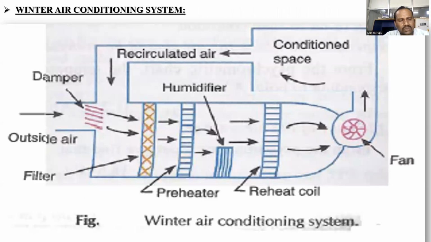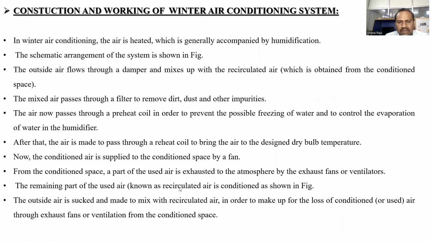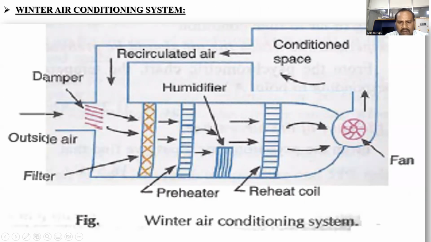Now another system mostly used is called the winter air conditioning system. So look at the diagram. It is more or less similar to the earlier one, that is the summer air conditioning system, but the only difference is that instead of a cooling coil, we are having a preheater or heating coil, and we are having a humidifier. Since the winter season mostly has very low temperature, but we require higher temperature.